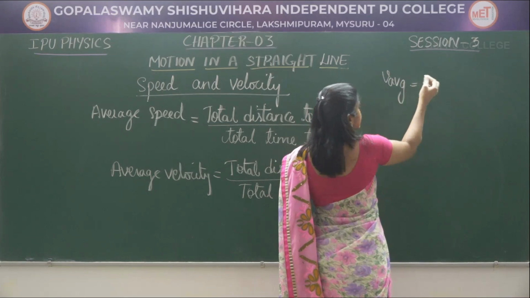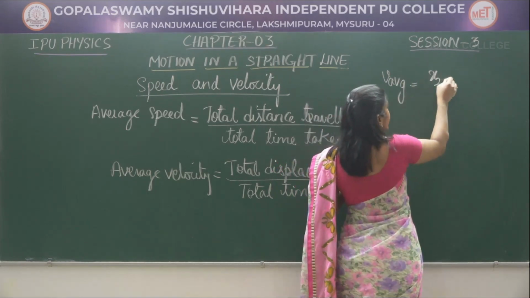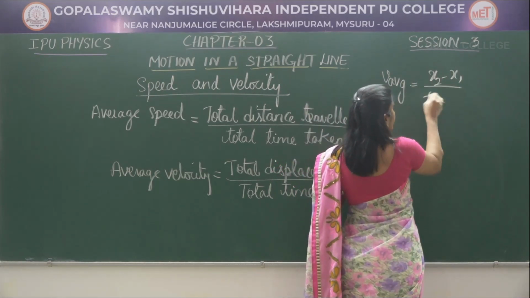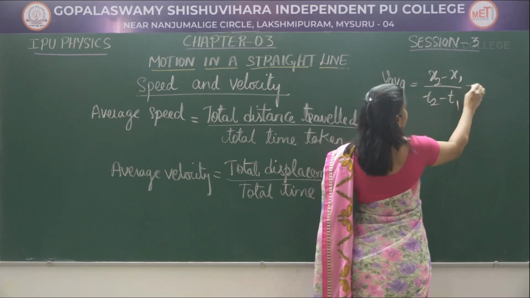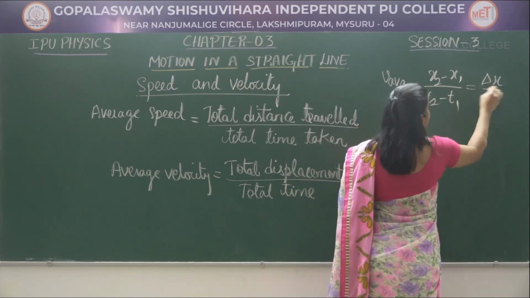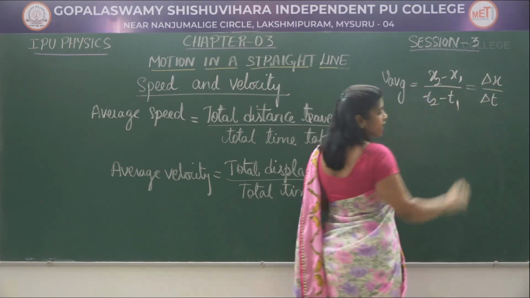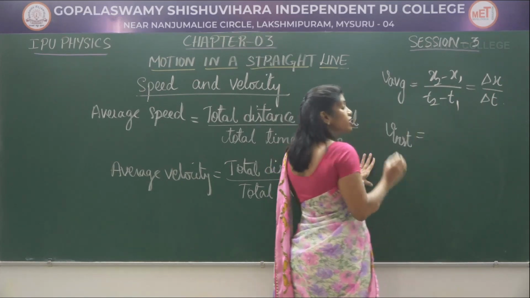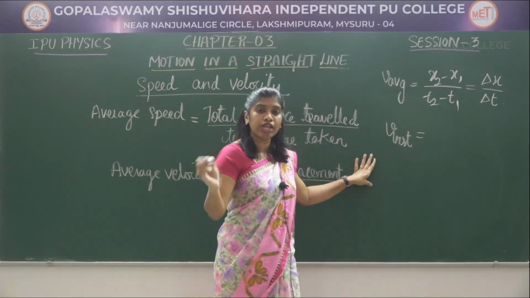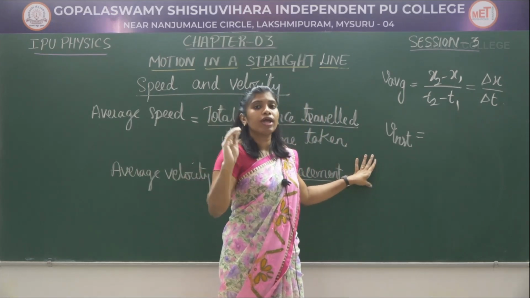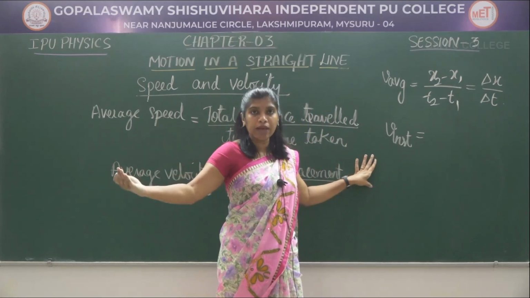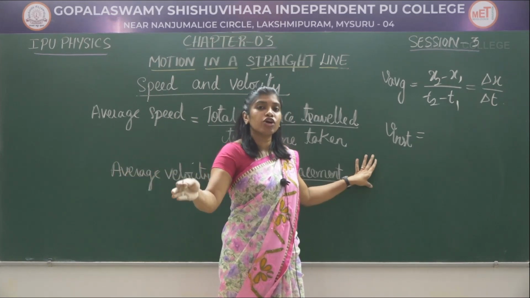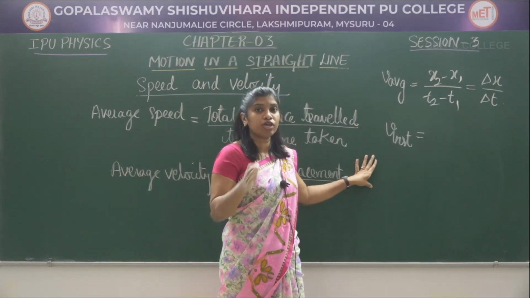V average is equal to the change in the position of the body by the time, which is equal to delta x by delta t. And the instantaneous velocity is the velocity of the body at any instant of time. So whenever the body is travelling with variable velocity, I can find out the instantaneous velocity of the body.